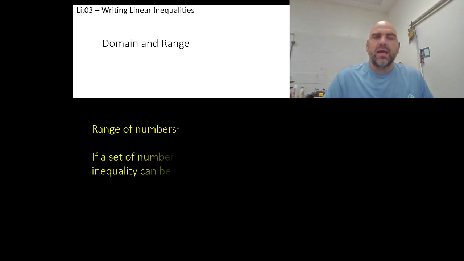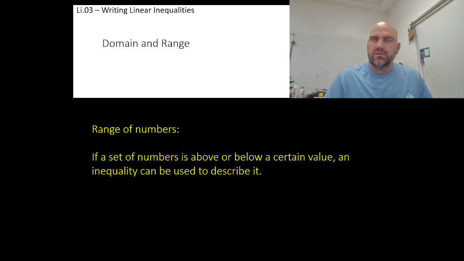Now, let's say that you have a set of numbers that someone can use that is below or above a certain value. Then an inequality can be used to describe that. So we could be talking about maybe speed. On the highway, there might be a certain speed you're allowed to drive. Here where I live, the maximum highway speed is 100 kilometers per hour. So if you are driving at 100 or less, you are allowed to do that. That is the legal driving speed.